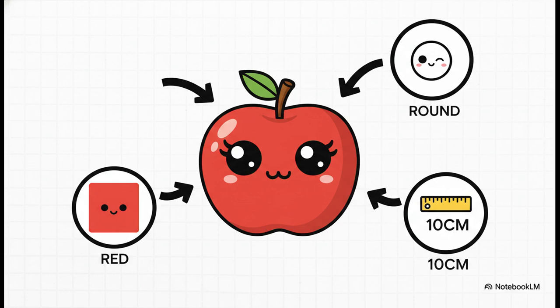Let me give you a super simple way to think about this. Imagine you're describing an apple. You know that the fact that it's round and the fact that it's a certain size are kind of related, right? But Naive Bayes? Nope. It just sees red, round, and 10 centimeters as three totally separate facts that all happen to point to apple. It's naive. But the crazy part is, it actually works.